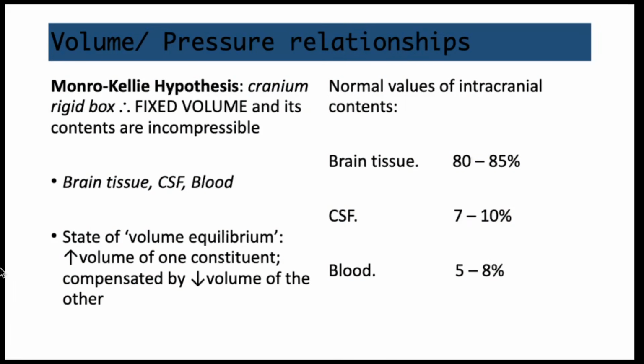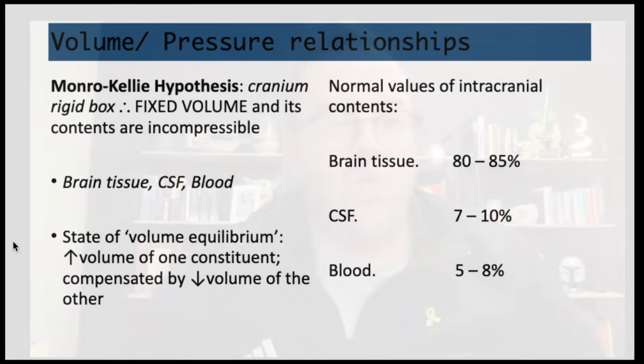There is brain, there is CSF, and there is blood. And at a normal equilibrium, at a normal intracranial pressure, they are at a volume of equilibrium. The volume of one constituent is compensated for by the volume of another. So for example, when I am sitting now, as I stand up, there'll be a temporary drop in my blood pressure and a temporary drop in the blood in my cranial vault.